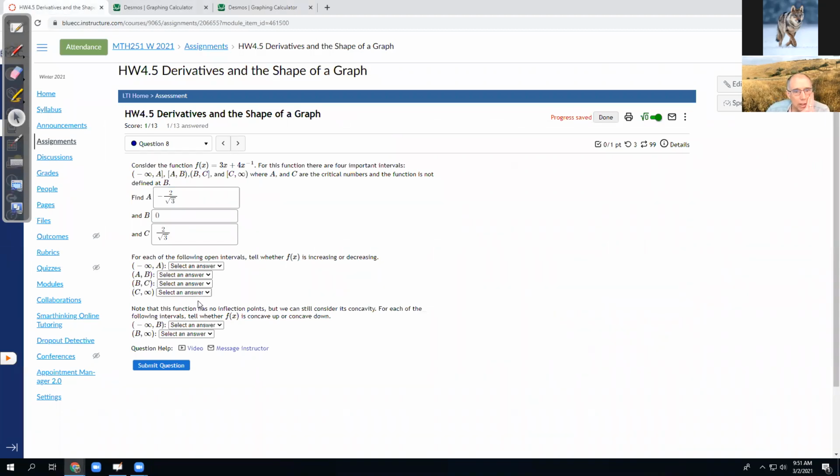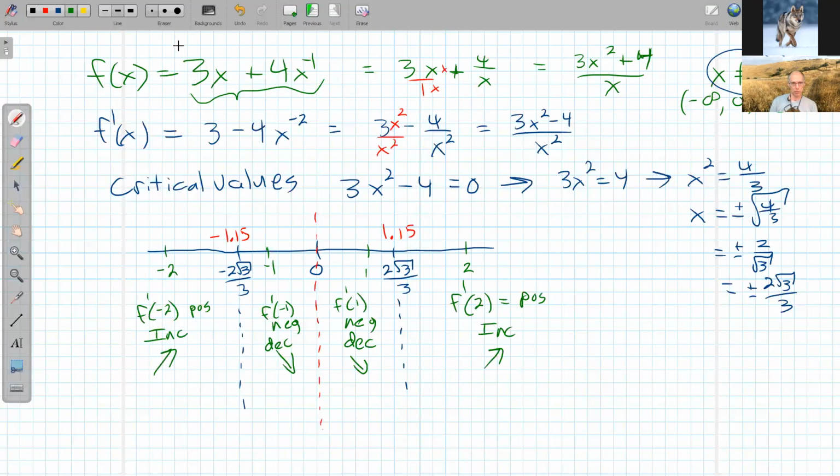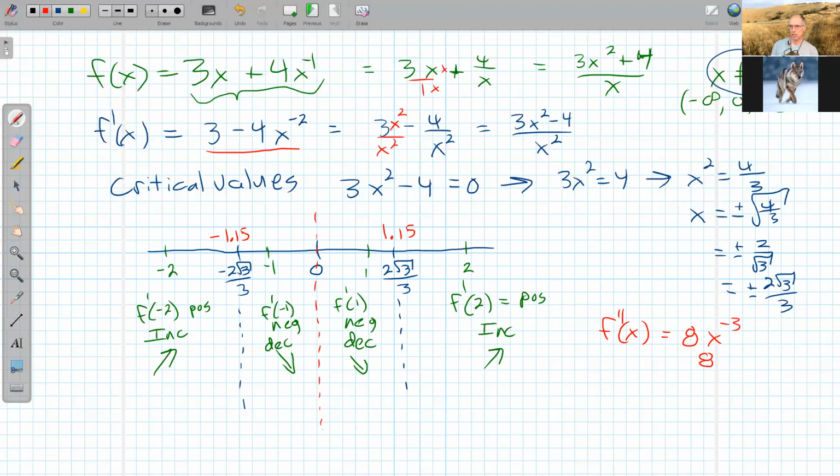All right, so we got that part there, and then we want to consider the concavity, so we need the second derivative, which I don't think we found yet. So it's pretty similar to what we've been doing. F double prime. I think I like this version, so I don't have to use the quotient rule. Derivative of 3 is 0. Negative 2 times negative 4 is positive 8. X to the negative 3, the 8 over x cubed there.